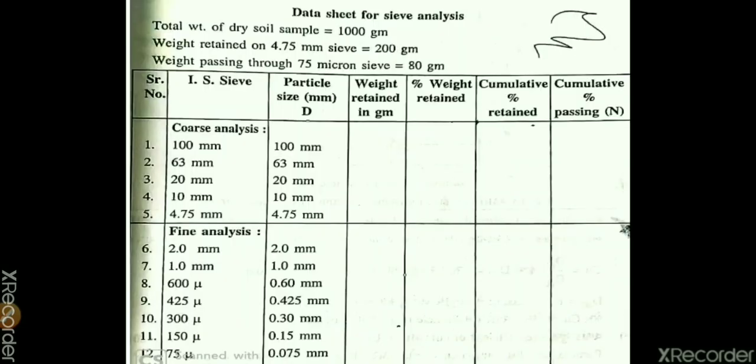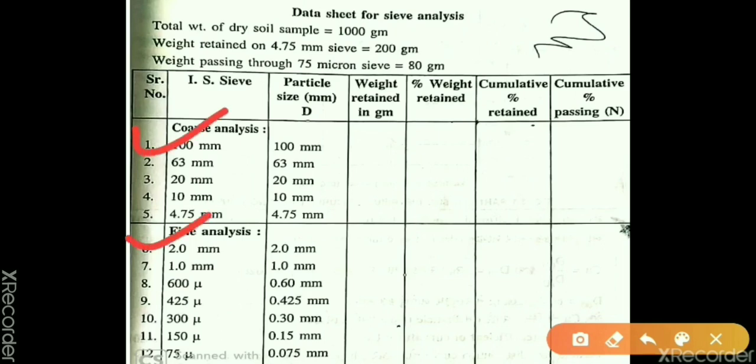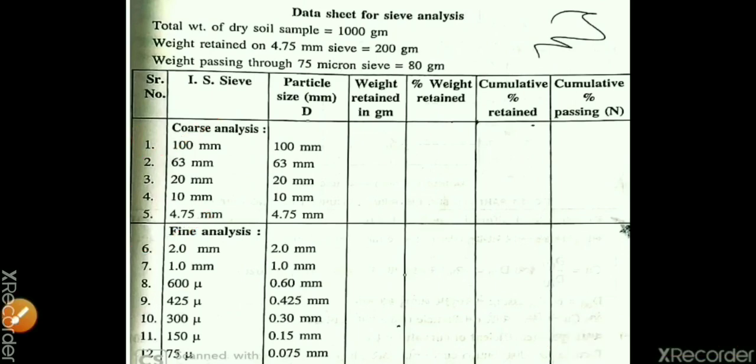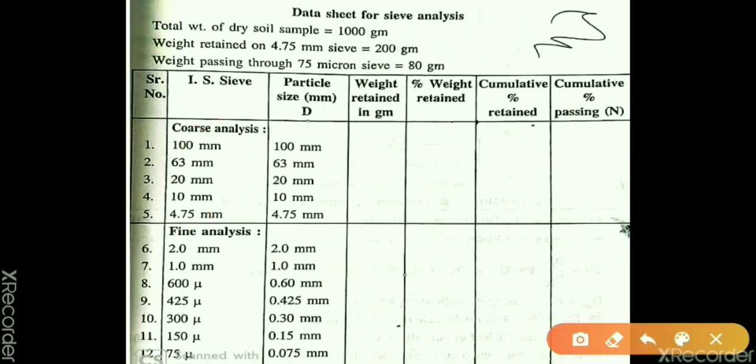So here is the table, a data sheet for the sieve analysis. The total weight of the dry soil sample is, suppose, 1000 grams, and the weight retained on the 4.75 mm sieve is 200 grams. Here two types of analysis are explained: fine grain and coarse grain. In this table, we have the particle size and then the weight retained in grams in a particular soil.